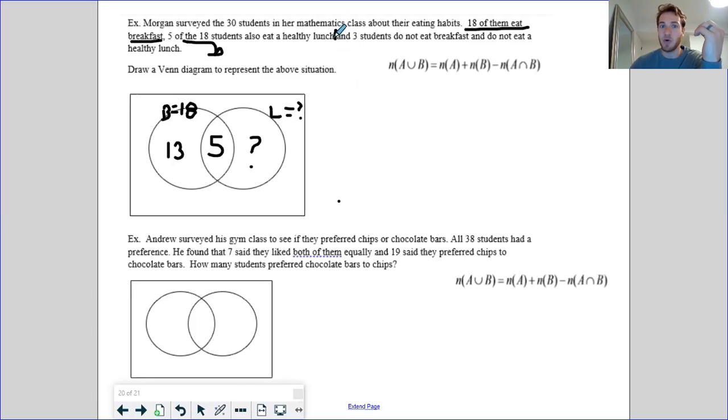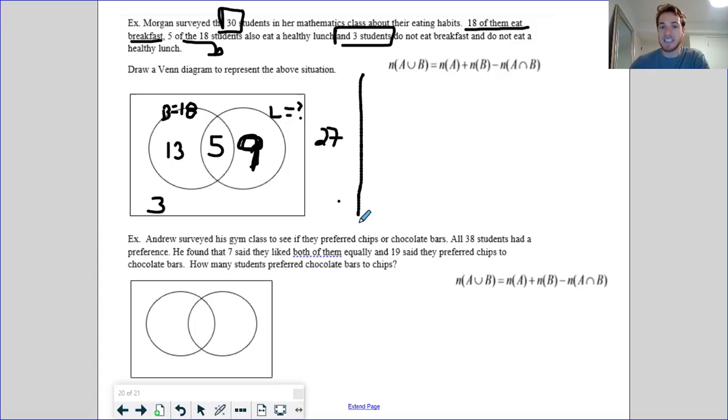However, they told us these 2 things, 3 students and 30 students in total. So 3 students don't eat anything. So that means there are 27 left over. So 27 are included in these 3 sections. So if you minus 13 and 5 from 27, you will be left with 9. And there you go. So bonus to Lizzie.